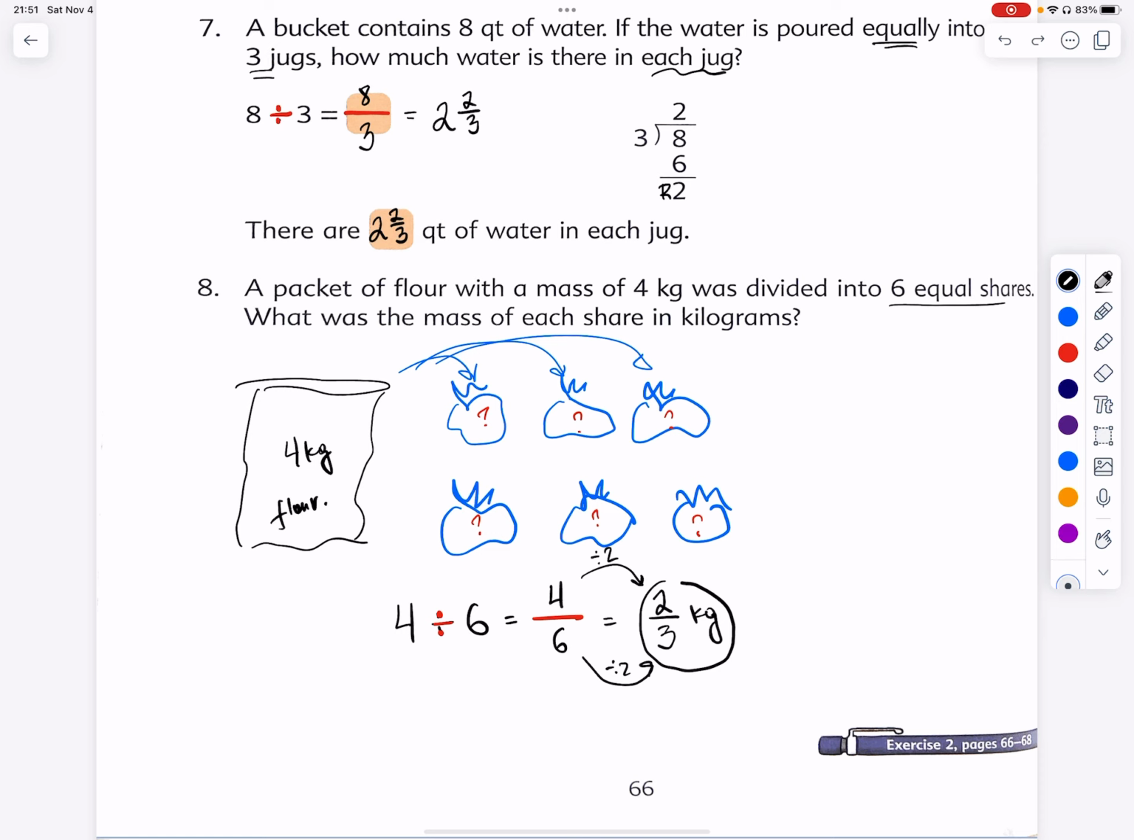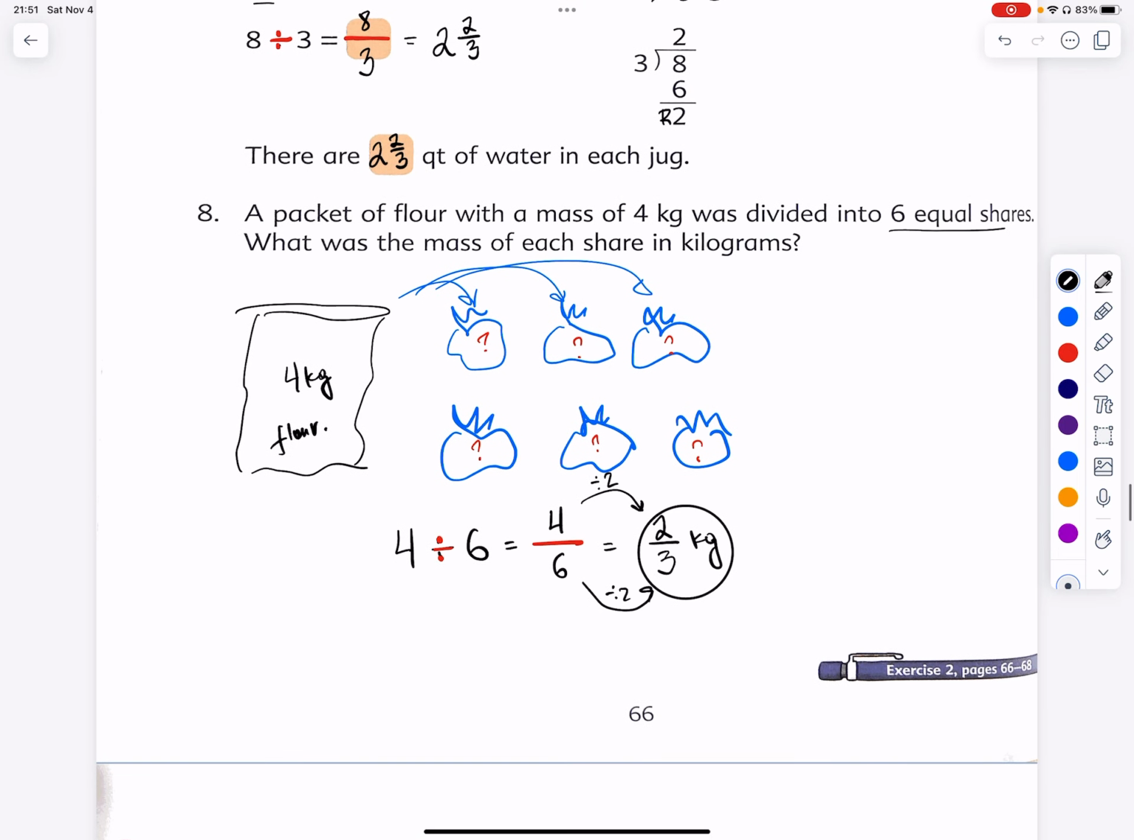Let me make it a nice circle. I love it. Nice circle. 2/3 of a kg in each share. And that concludes our lesson.